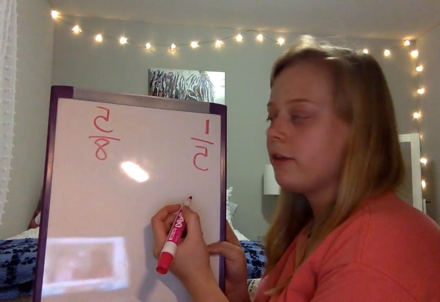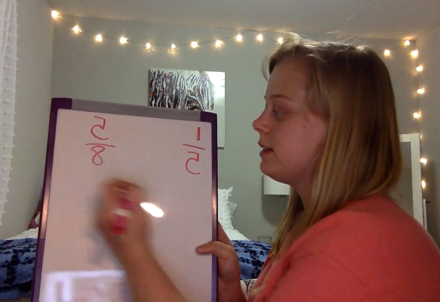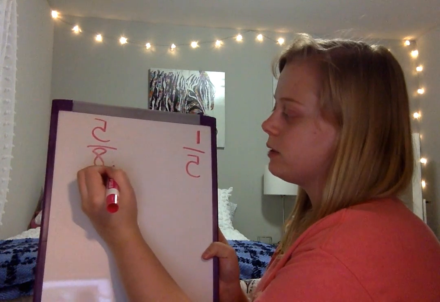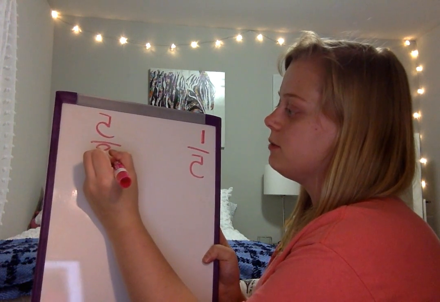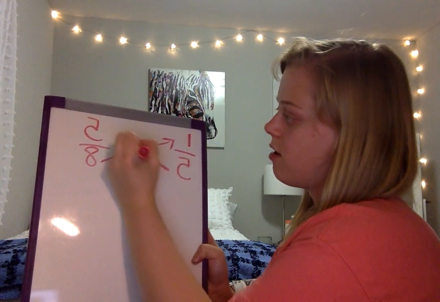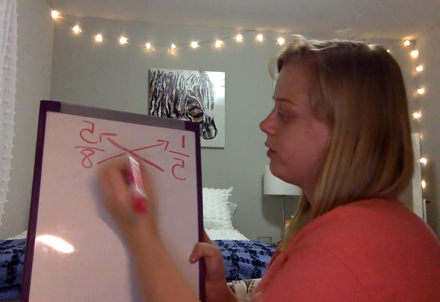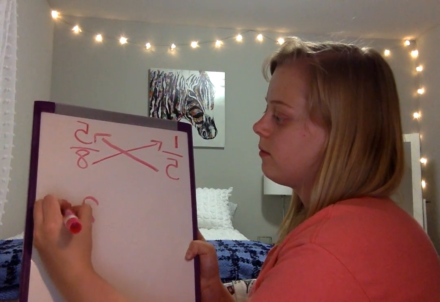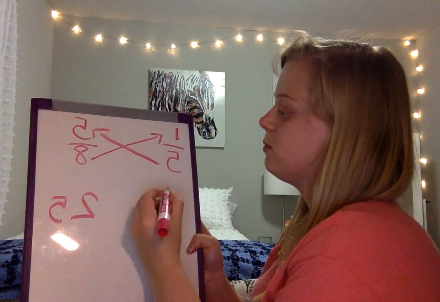Today we're going to compare the fractions 1/5 and 5/8. We're going to use the cross multiplication method. For cross multiplication, you would do 8 times 1 and then 5 times 5. So 5 times 5 is 25 and 8 times 1 is 8.